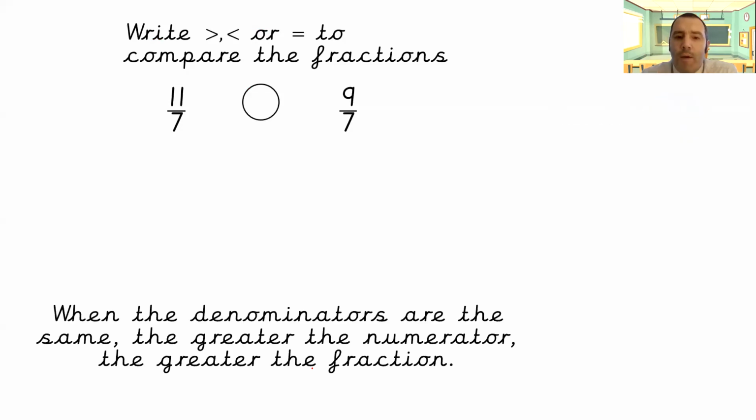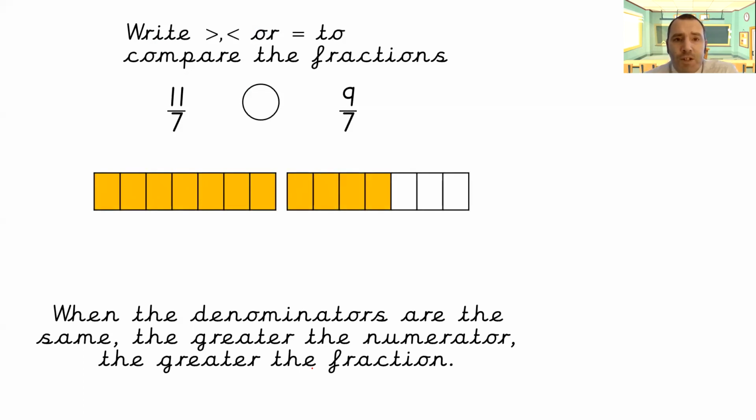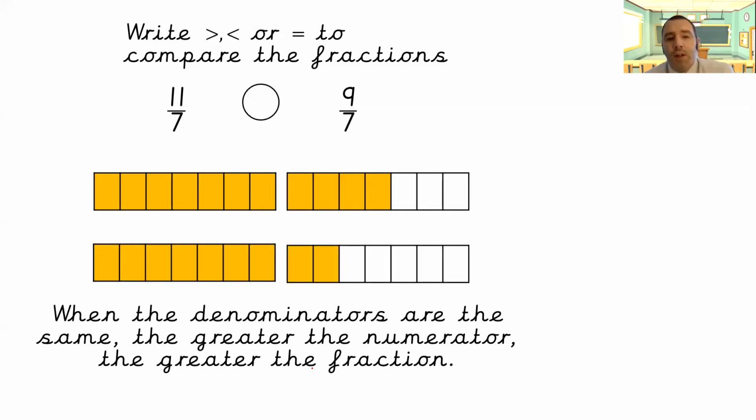So, as I said, when the denominators are the same, so our bottom numbers, when they're the same, the greater the numerator, the greater the fraction. So all we need to look at is our top numbers, our numerators in this case. We've got 11 and 9. So we've got 7 sevenths and 4 sevenths, 7 sevenths and 2 sevenths. So those are our numbers shown in bar form as well. So we looked at this in our live session, how we can use bars to compare our fractions.